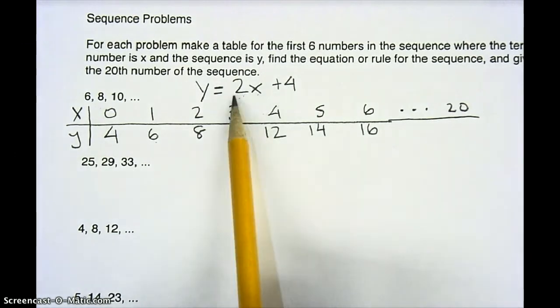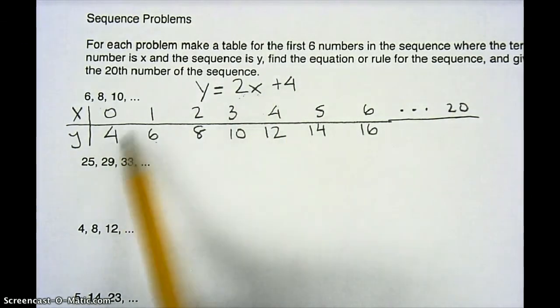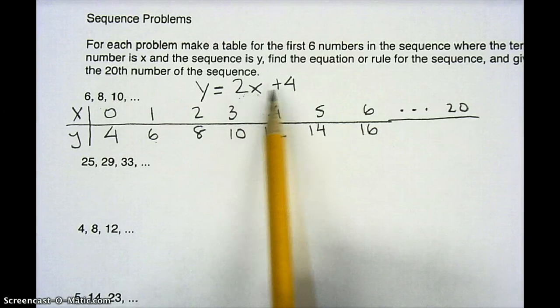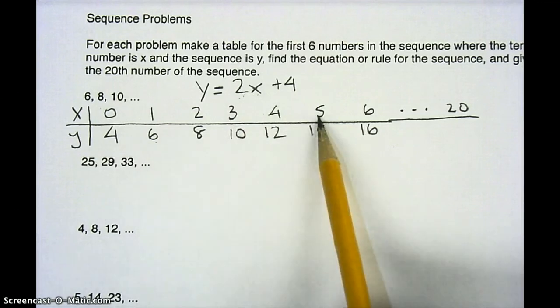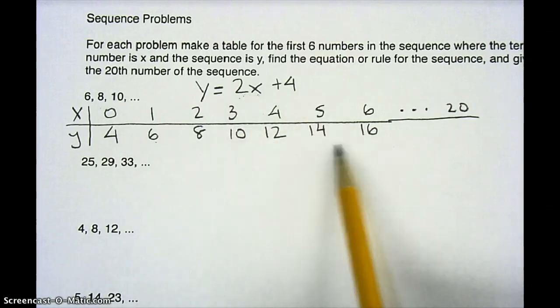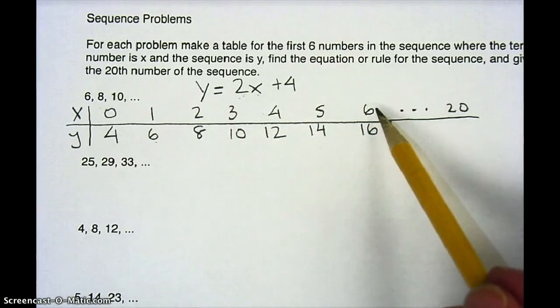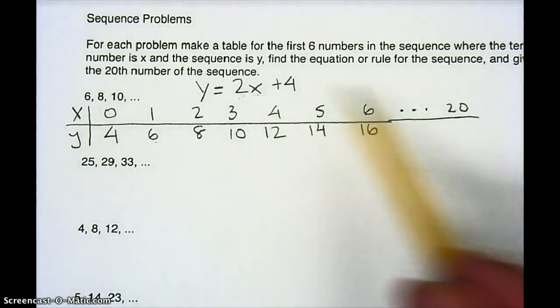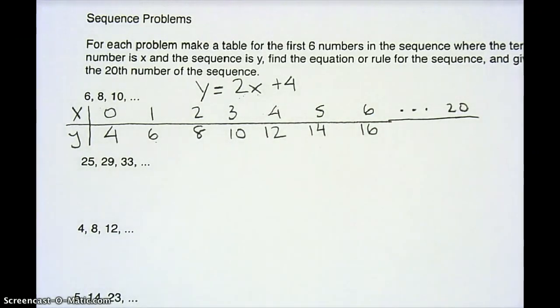Now it's going to work for every number that I have down there. If x is 0, 2 times 0 plus 4 is 4. If x is 1, 2 times 1 plus 4 is 6. If x is 5, 2 times 5 is 10 plus 4 is 14. If x is 6, 2 times 6 is 12 plus 4 is 16. So it's going to work for any number. So that's how I find my rule.